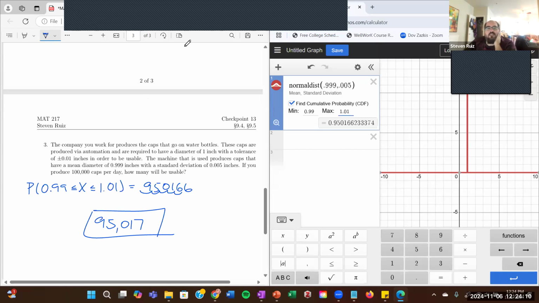All right, that is all for checkpoint number 7. Or 7, what am I talking about? Checkpoint number 13.